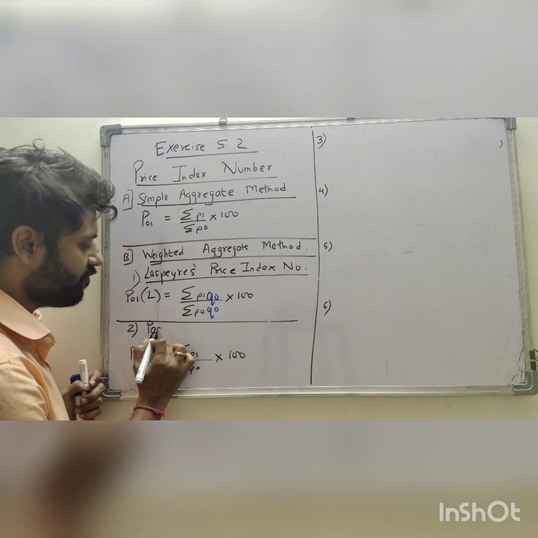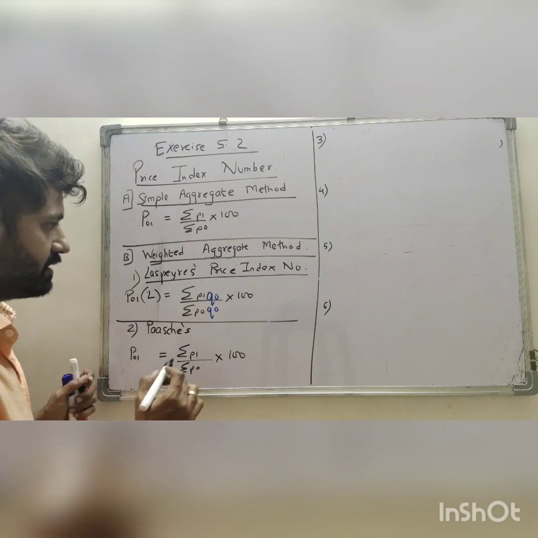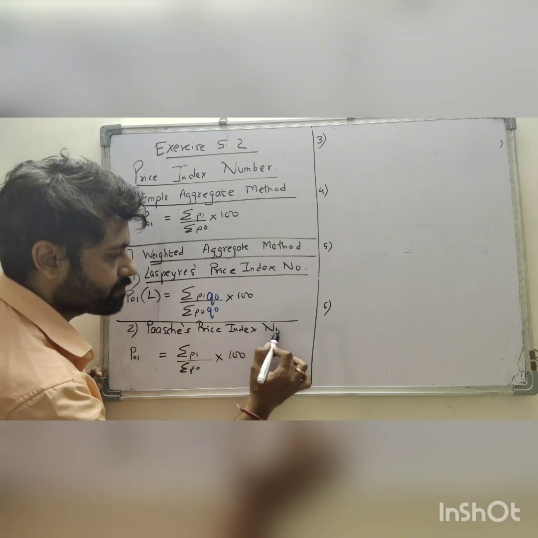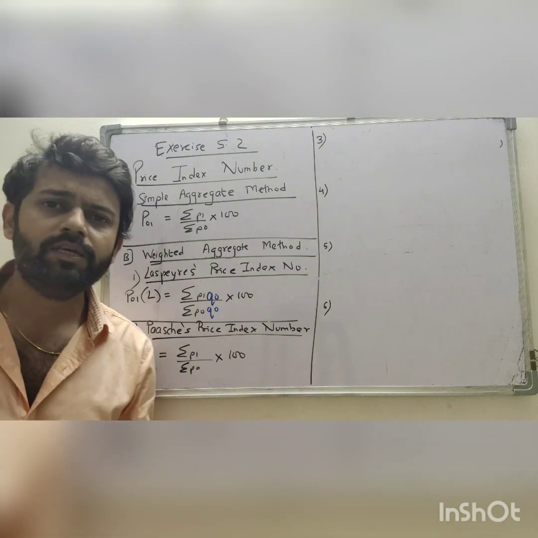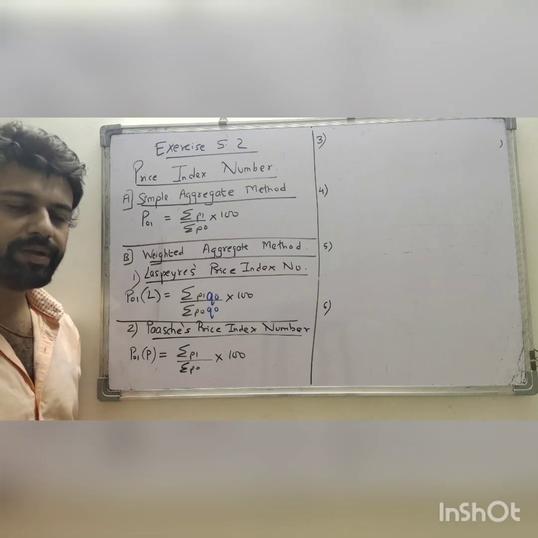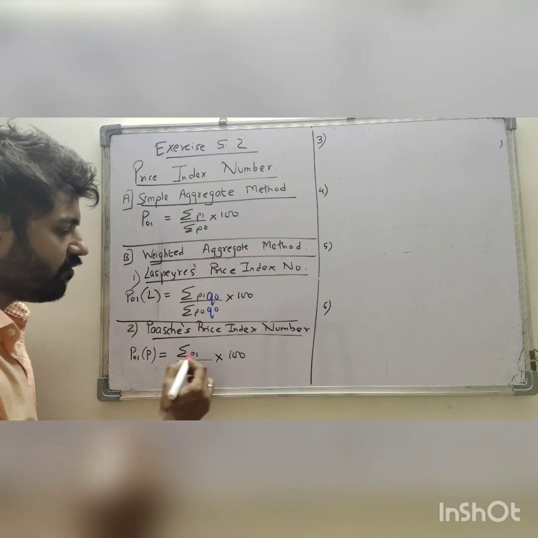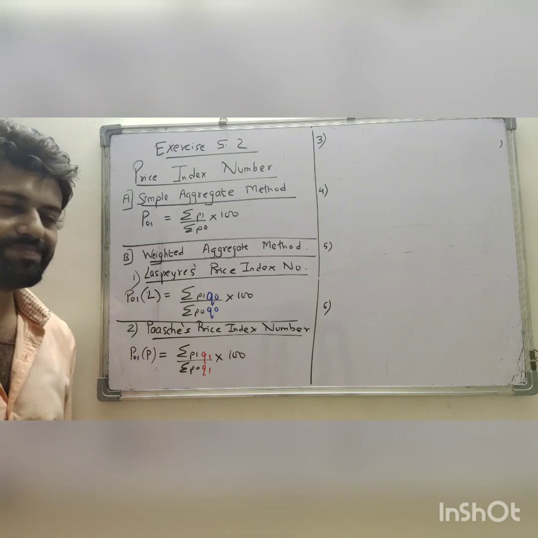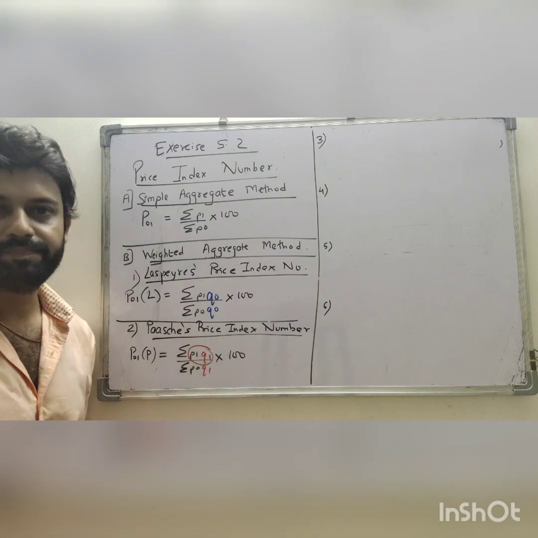The next person to give the formula is Paasche. So we say Paasche's price index number. In his honor, we write P beside P01. What's different here? It's summation of P1 Q1 upon summation of P0 Q1. This cannot get cancelled because this is one term.